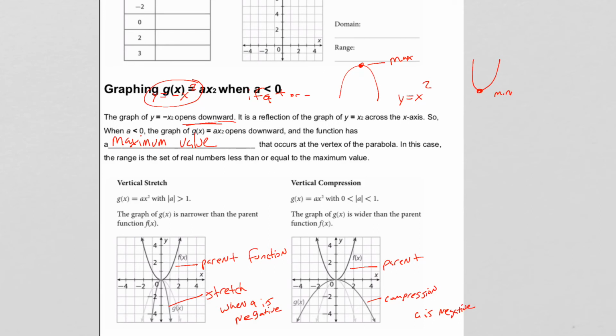And what else? Oh, right. When a was negative, we were reflecting across the x-axis, right? This was reflected. And we actually already saw this in the worksheets I had you do before these notes.